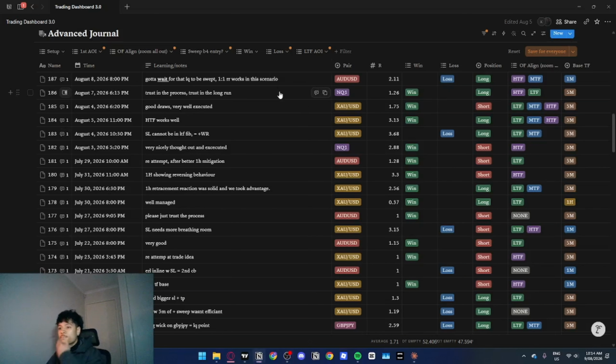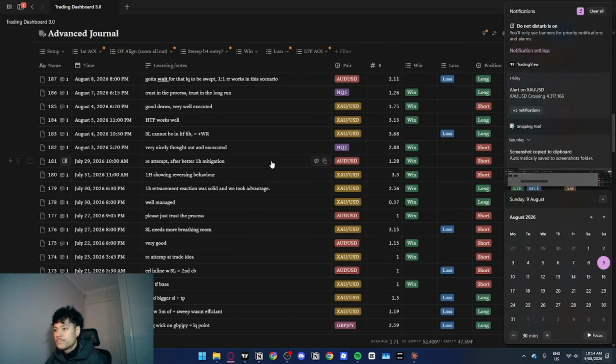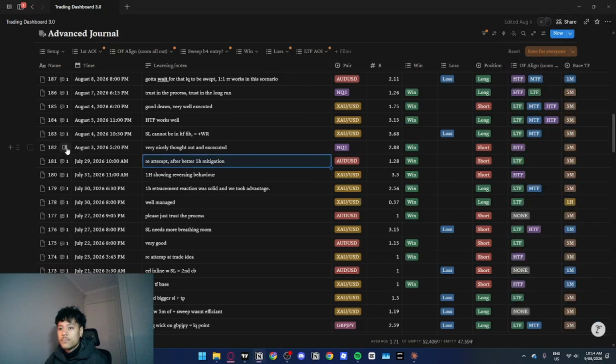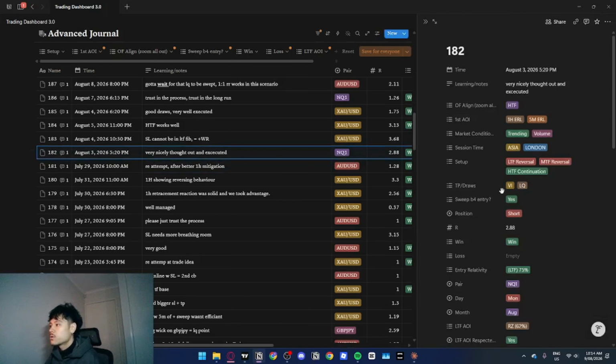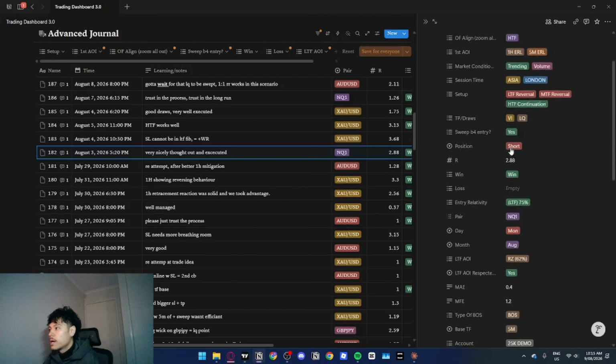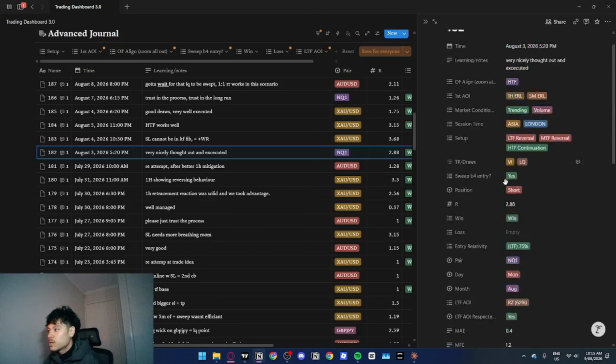So looking here, we'll go from the 3rd of August, which was Monday. Let's open it here. So this was a win with a 2.88 RR. The market condition was trending with volume. The first POI was a 1 hour external range liquidity and a 5 minute external range liquidity. And we were in line with the higher time frame trend.